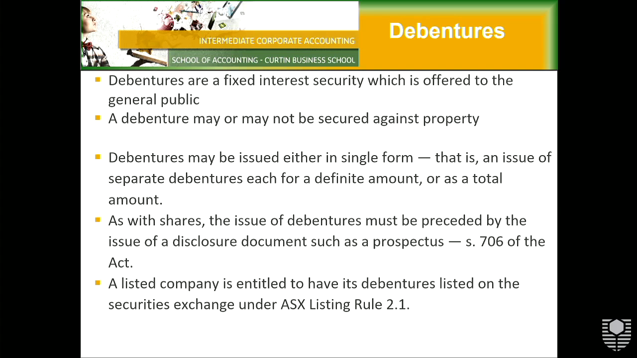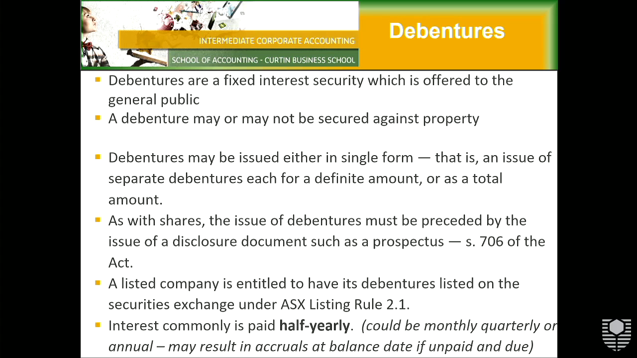Okay, debentures may be issued either in a single form, that is an issue of separate debentures each for a definitive amount, or as a total amount. As with shares, the issue of debentures must be preceded by the issue of a disclosure document such as a prospectus. A listed company is entitled to have its debentures listed on the Securities Exchange under the ASX rules. So you can trade in debentures. Interest is commonly paid half yearly. All right, but it could be monthly, it could be quarterly, it could be annual.